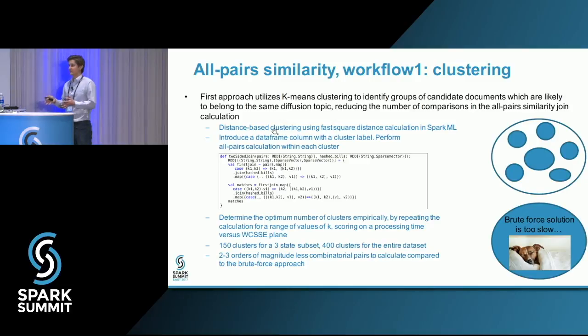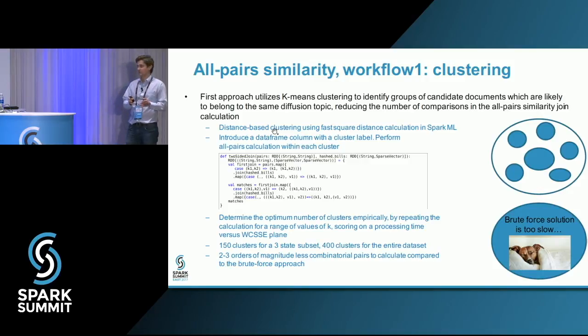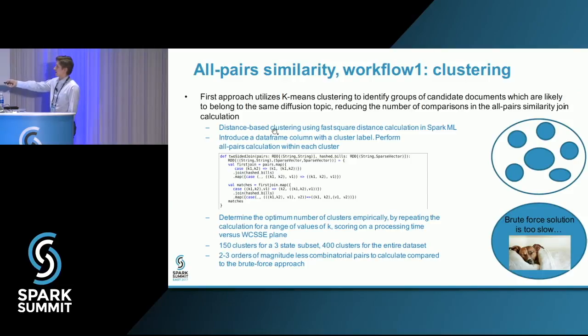We get 150 clusters for the 3-state subsample, and the total sample uses about 400 classes. It results in 2-3 orders of magnitude fewer pairs for comparisons. And inside of each cluster, I do a deterministic similarity join. Although I don't rely on Spark SQL or a broad hash join, I convert it to the RDD and do a two-sided join using the keys, which is also more efficient in this case.